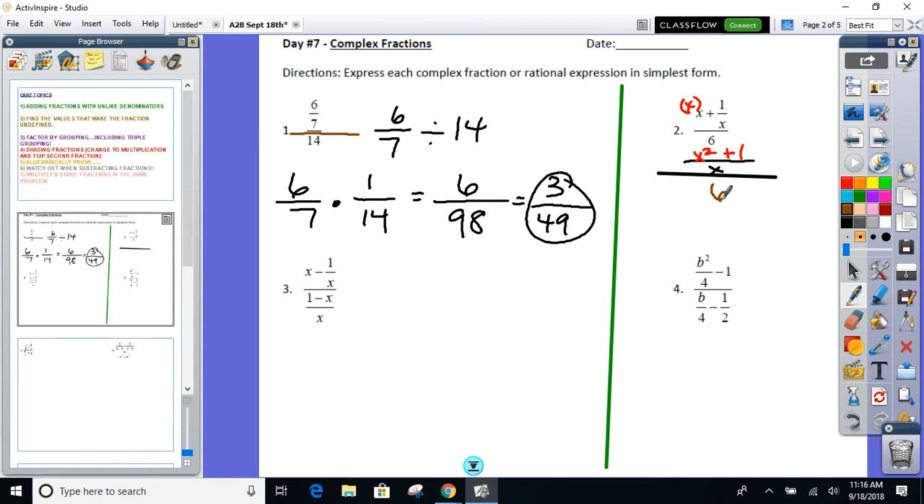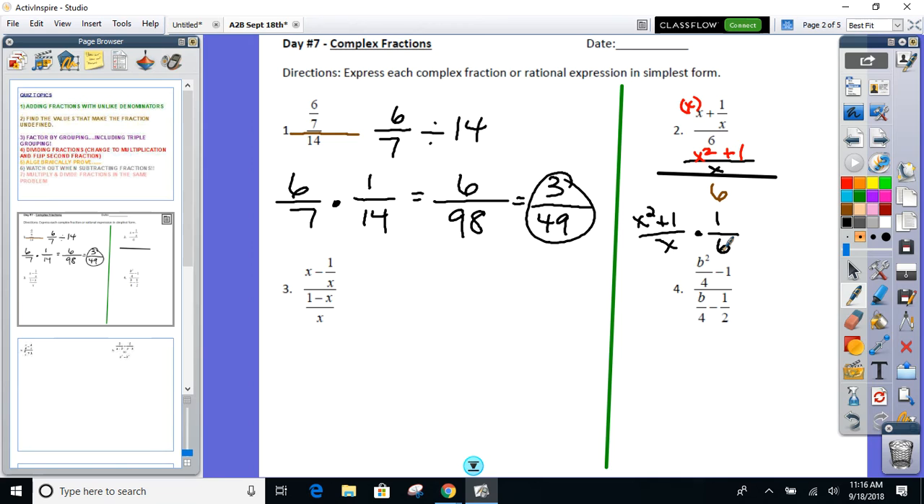Do I have one fraction in the numerator? Do I have one in the denominator? Are you ready to skip and flip now? Okay, keep x squared plus 1 over x the same. Multiply, and what am I turning that 6 into? 1 over 6.